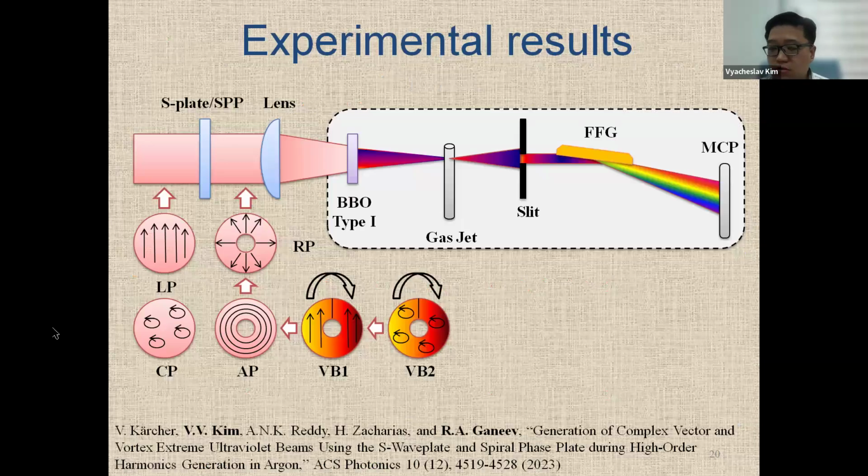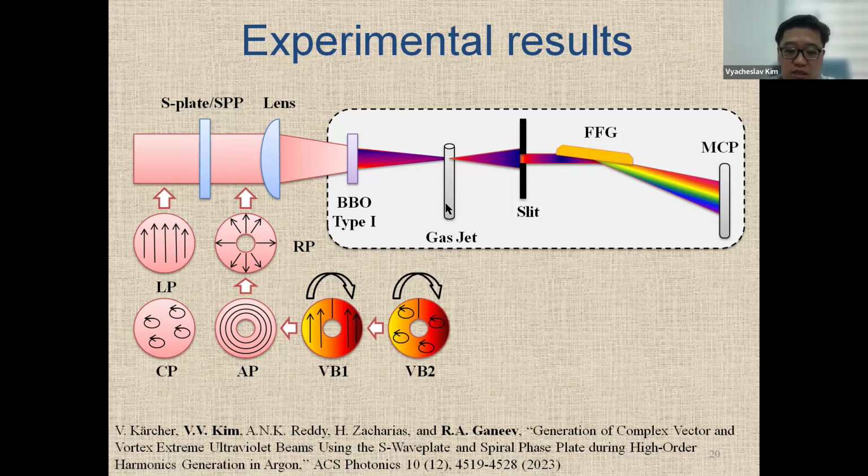Okay, now let's go directly to our results. I'm sorry, maybe we'll take a bit more time for the presentation. So now we combine our vector vortex beams with high order harmonic generation. Here is a representation of our experimental conditions. We use linearly polarized and circularly polarized light. Then we combine this light with S-plates or spiral phase plates to obtain vortex beams. And as a result, we probe our target.